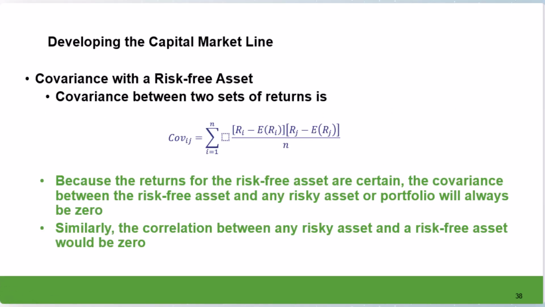So we need to know the covariance of risky assets with the risk-free asset. Because if returns are certain, covariance and correlation between risky and risk-free assets should be zero. So that correlation or covariance between the market portfolio and the risk-free asset, covariance and correlation should be zero.